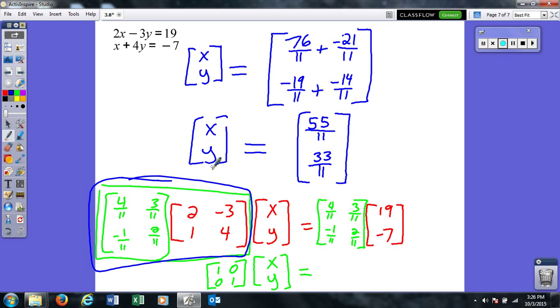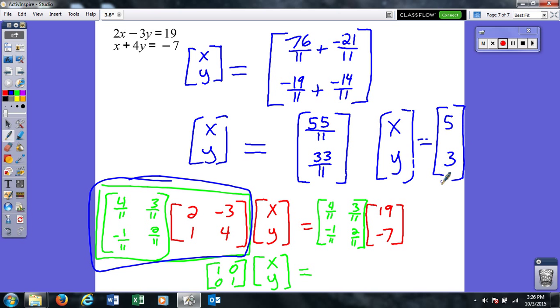And so when we simplify this then, what we get is the matrix x over y is equal to, well, 55 divided by 11 is 5. 33 divided by 11 is 3. So that tells us that x is 5 and y is 3.